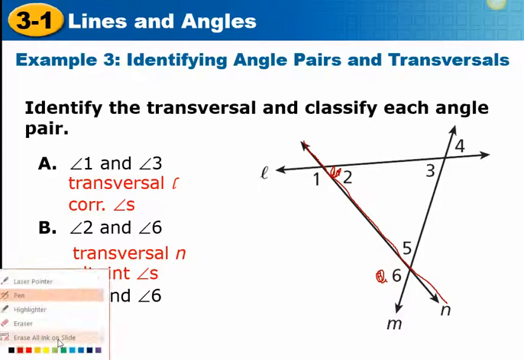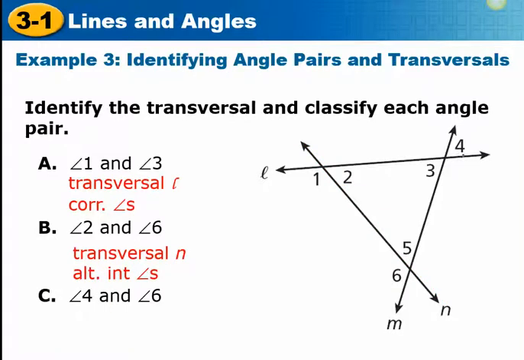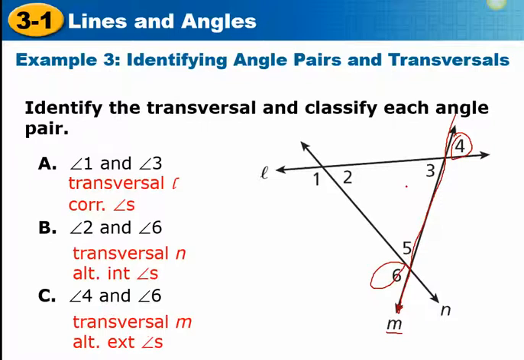Okay, one more example here. Find angle 4. Here's angle 4, and here's angle 6. So the transversal is the line that attaches them to each other, that touches both of them. So the transversal is M, and that means that the lines are L and N. This time it looks like they are on opposite sides of the transversal, so alternate, but instead of being inside, they're exterior angles. So the transversal is M, and they're alternate exterior angles.